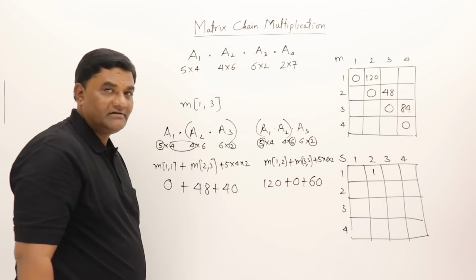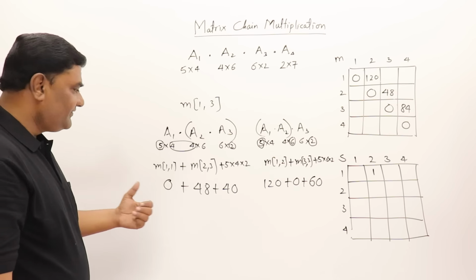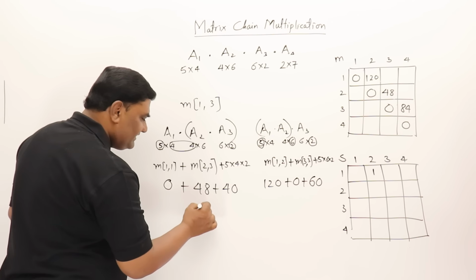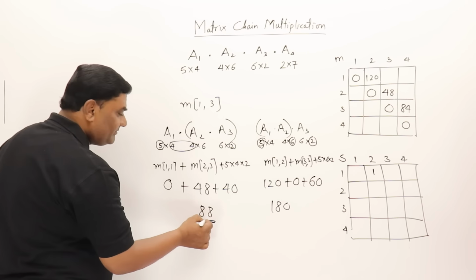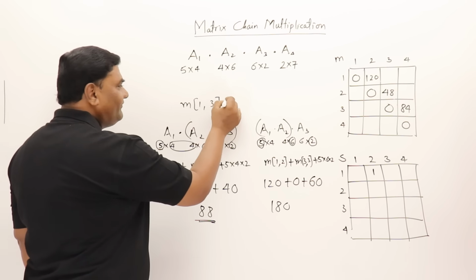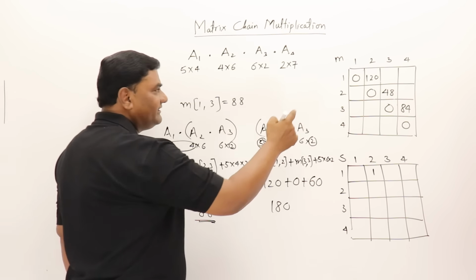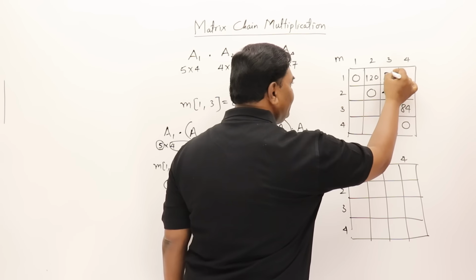60, right? Which one is minimum? This is 88 and this is 180. This is minimum. So m of 1 comma 3 is 88. M of 1 comma 3 is 88.